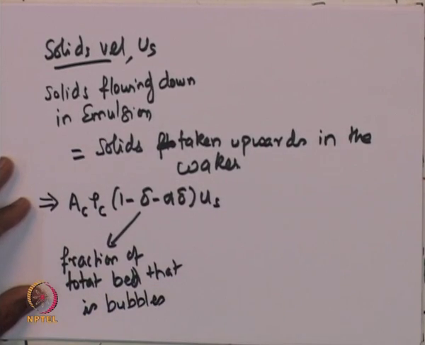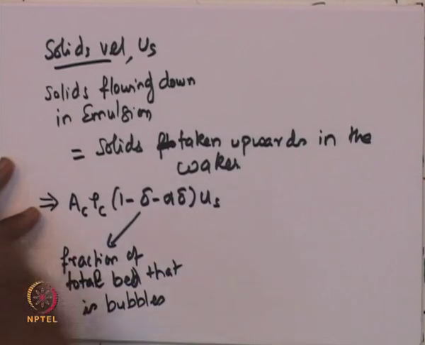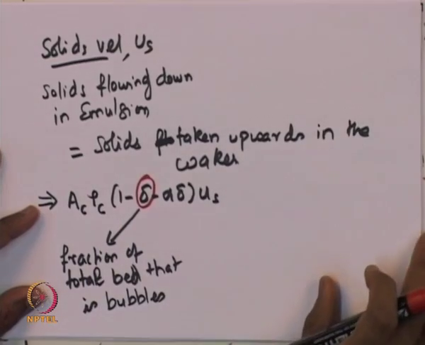Now this excludes the wakes that are actually formed. This is just the bubbles. This is the fraction of the total bed, which is basically the bubbles. So that's delta.